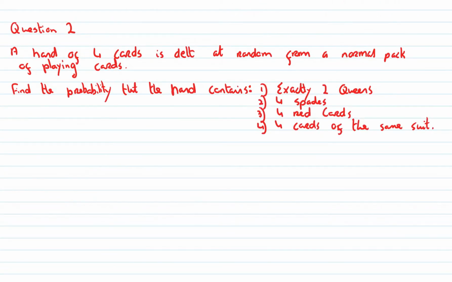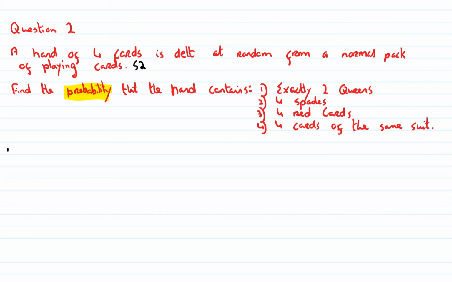Okay, so question 2. A hand of 4 cards is dealt at random from a normal pack of playing cards, and remember there's 52 cards in a normal pack. Okay, so the person has dealt out 4 cards. Find the probability that the hand contains exactly 2 queens. It says find the probability, so our answer is going to be between 0 and 1.